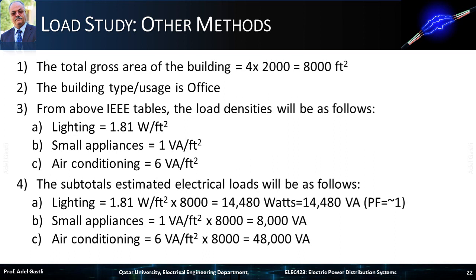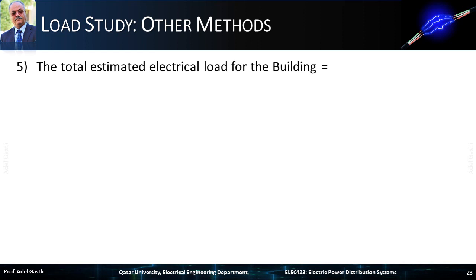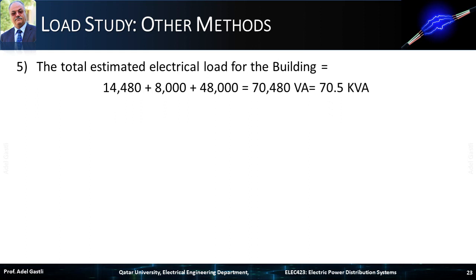Notice that, we have converted all units into watts, by considering a unity power factor, which simplifies the estimation of the total load. The preliminary power factor of 0.85, given in the problem, will be used later. Indeed, the total estimated electrical load for the building can be calculated as the sum of the 3 types of load power. In this case, we have 14,480 plus 8,000 plus 48,000 equals 70,480 volt amps, or by rounding up, we can consider that the total estimated load is 70.5 kVA.